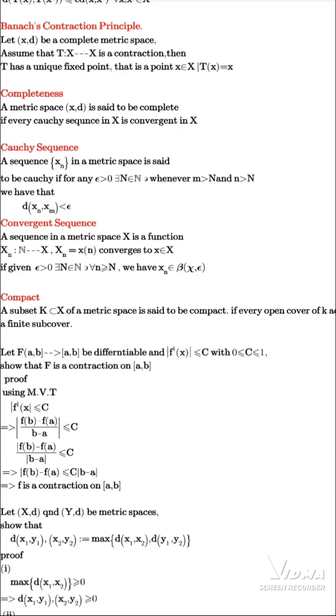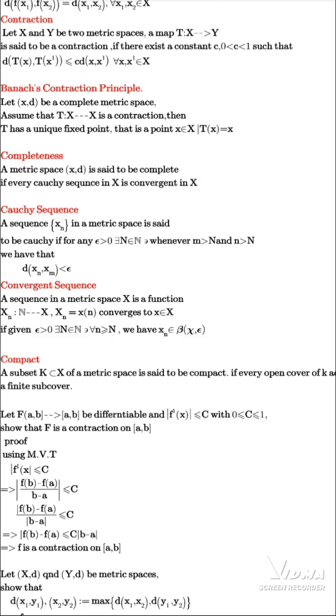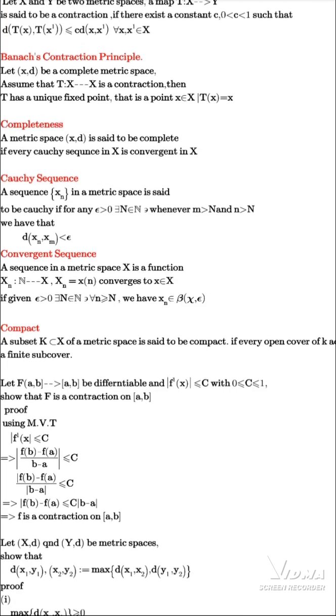So Banach's contraction principle. From the definition of contraction, we already know that T maps X to Y, but in this case we are mapping T from X to X. So it is a contraction if T has a unique fixed point. The unique fixed point means that x is mapped to itself, not to any other value, so the point x in S is such that T(x) is equal to x.